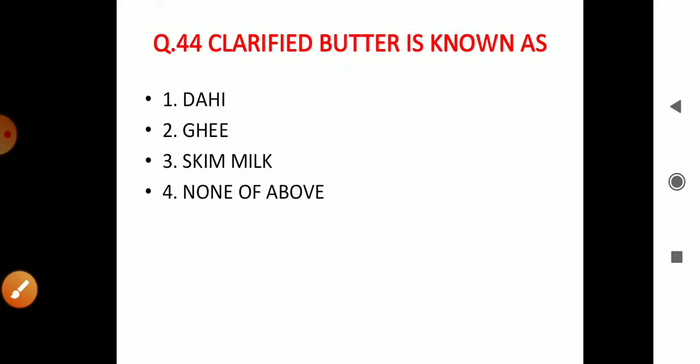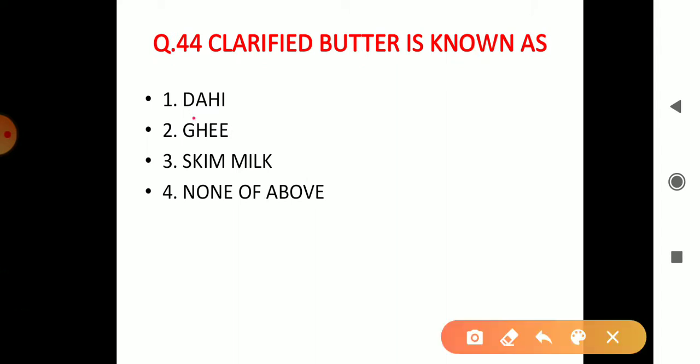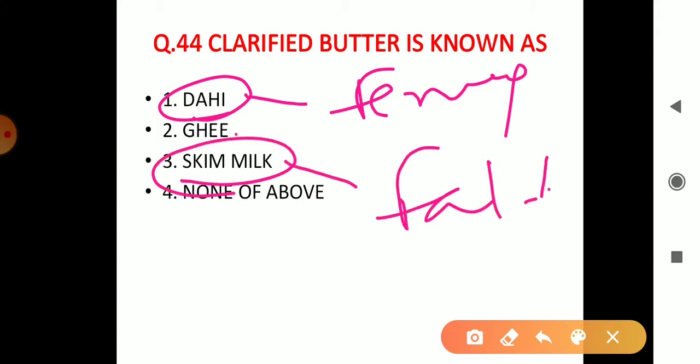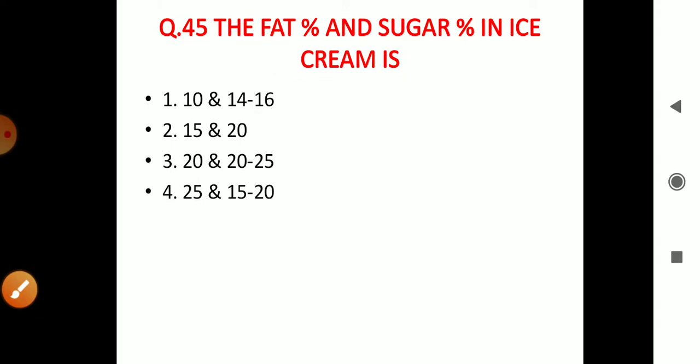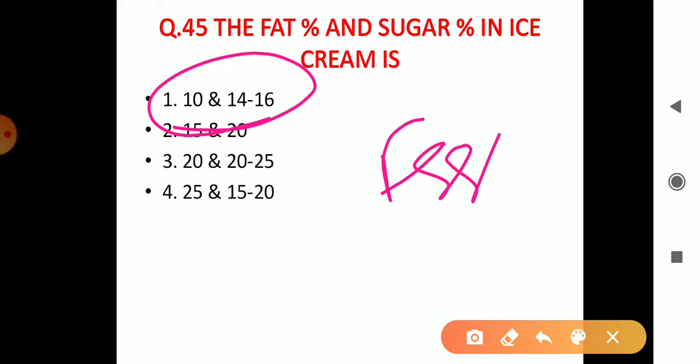Next, coming to the question, the clarified butter is also known as ghee. You remember this. Dahi is a fermented product. Skim milk has no fat percentage. Ghee is clarified butter, dahi is a fermented product. Next, the fat percentage and the sugar percentage in ice cream, remember this. It is a BIS specification, or FSSAI 2011 specification.